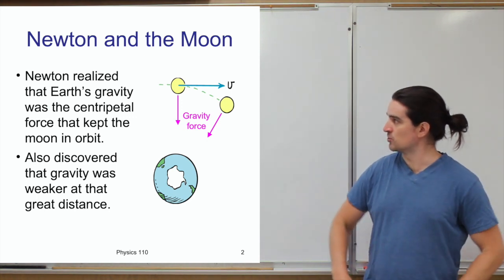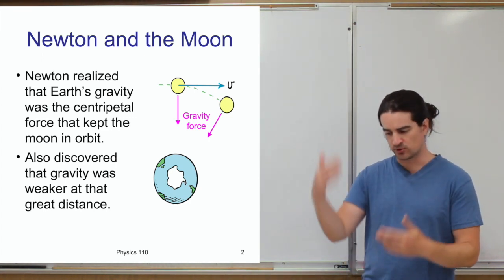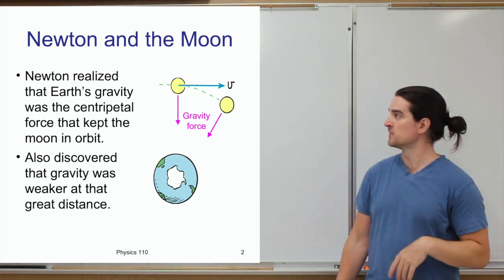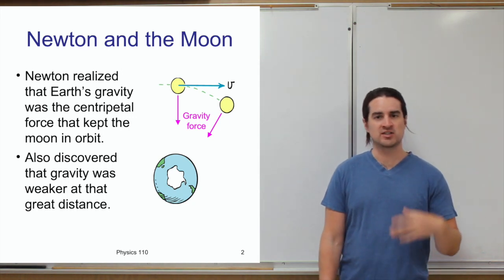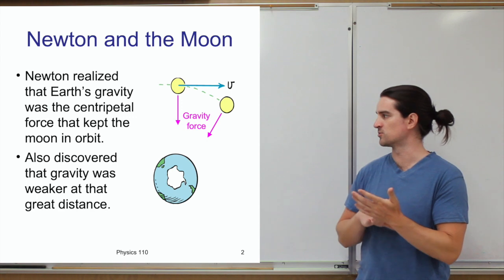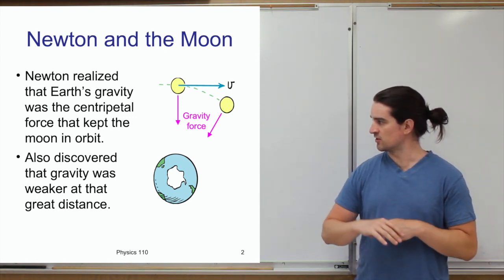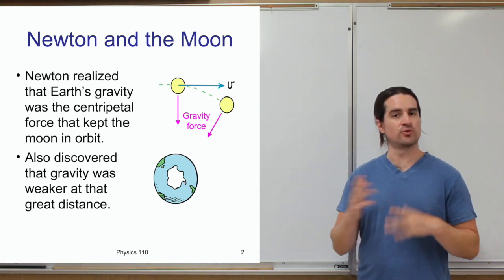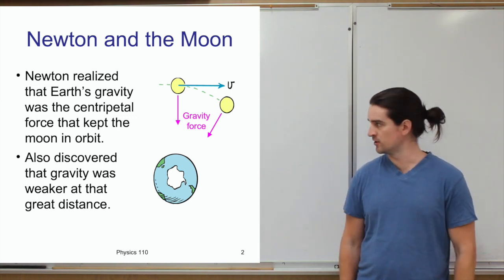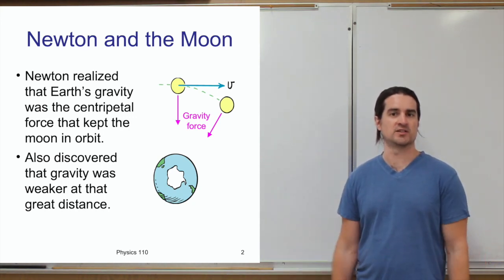And Newton sort of realized that it's the force that's keeping us on the ground, that pulls you down to the ground if you jump up in the air. That's the force of gravity, and it's actually the same force that's pulling the moon towards the center of the Earth as well. And he also discovered that gravity gets weaker as you get further away from the Earth, or in general further away from a massive object, the weaker the gravitational force will be.